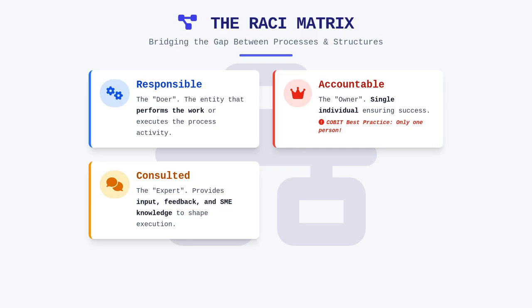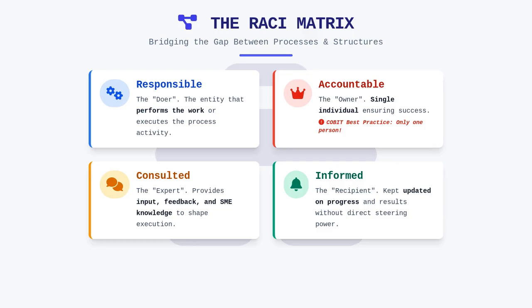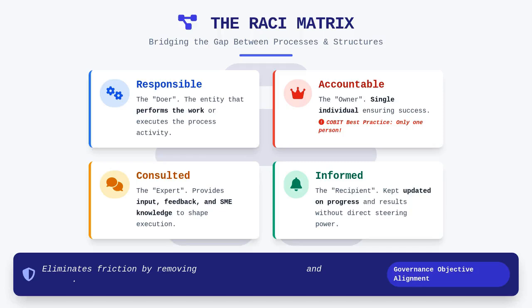The consulted party provides input, feedback, or subject matter expertise, effectively shaping the process execution without being responsible for the daily grind. Finally, the informed party is kept updated on progress and results, though they generally do not have the power to steer the process direction directly. By mapping these roles against the governance objectives, the enterprise eliminates the friction caused by unclear expectations and overlapping powers.